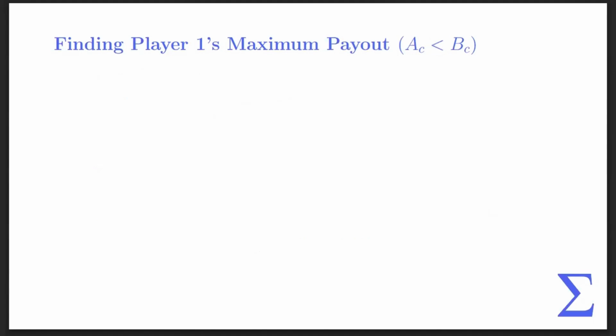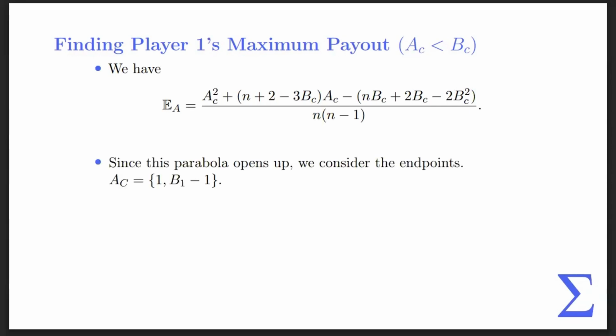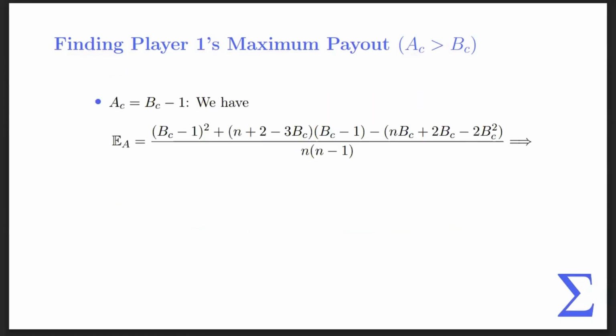Now let's look at the case when player A chooses a strategy less than player B's cutoff. We'll just use the same formula as before. But notice now we have a parabola that's opening up and not opening down. So we consider the endpoints, which are between 1 and B minus 1, because their cutoff is less than player B's cutoff. If we first plug in 1, we just get this expression here. Then if we plug in B minus 1 into the expression, we get this gnarly thing, but it actually simplifies pretty nicely to this, surprisingly.